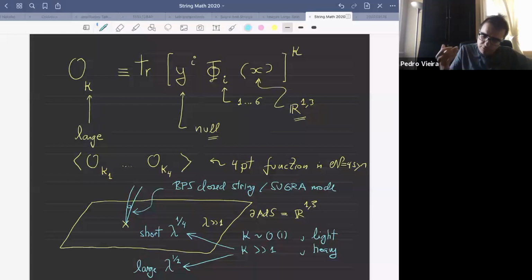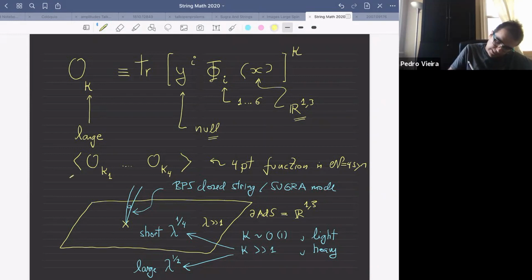And just to make this intuition even more precise, let's remind ourselves of how things work in flat space with respect to scattering in flat space. Because, okay, let me emphasize this basic thing. So what we have here is a process of scattering in AdS, right? It's the analog of scattering, but in AdS.